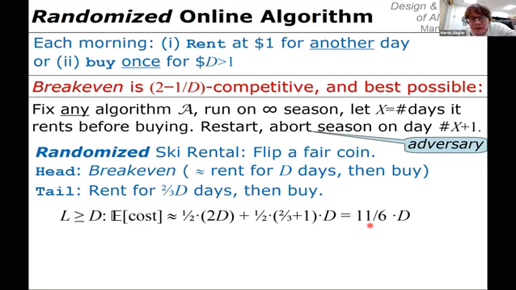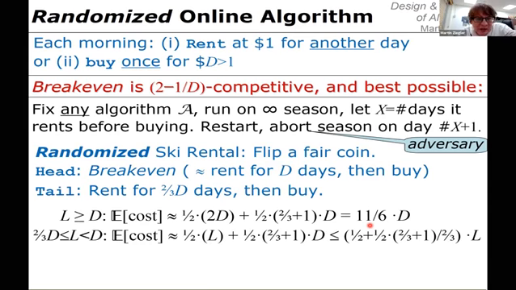But this is only one of the cases. So now let's consider the next case, the case where the length of the season is somewhere between 2/3 D and D. Okay, so the first case was where the season is long, at least as long as D, where both parts of the algorithm, the head and the tail part, eventually decide to make a purchase.